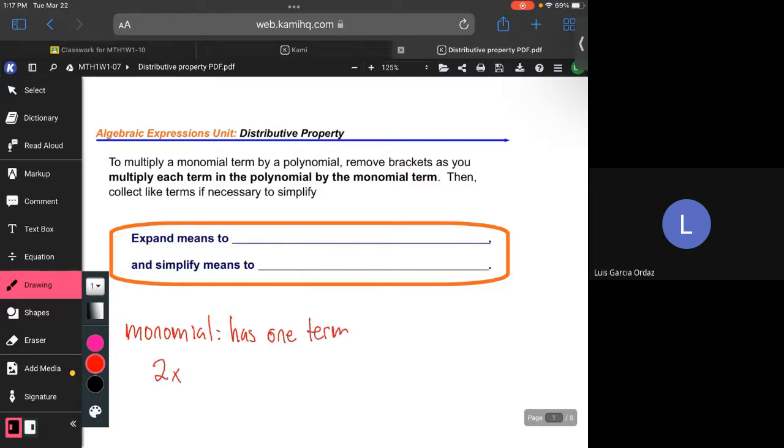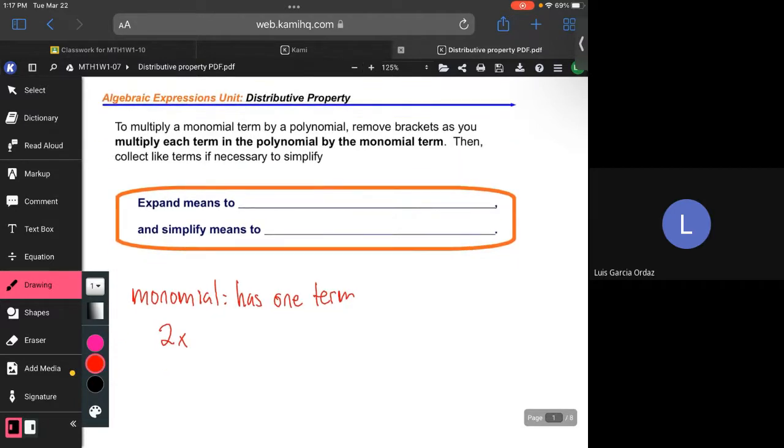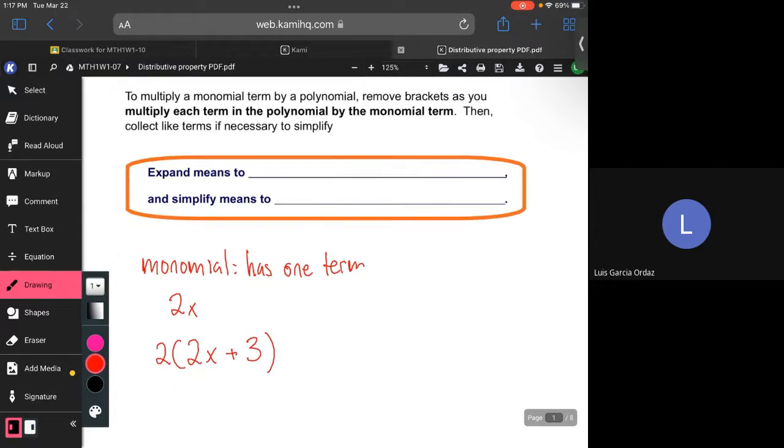A polynomial is just however many terms you want it to be. So we're going to have a monomial on the outside. Let's say we have the number 2, and we're going to have our expression, say 2x plus 3, inside my bracket. Now to get rid of this bracket, I have to multiply this 2 into each term inside of my bracket. So I have to do 2 times 2x and then 2 times 3.